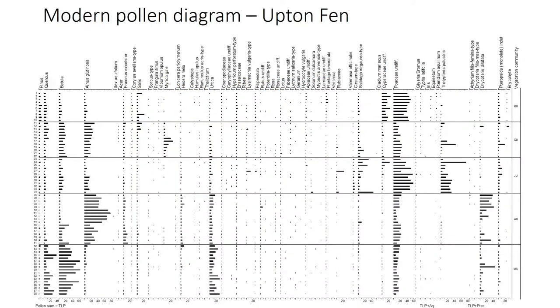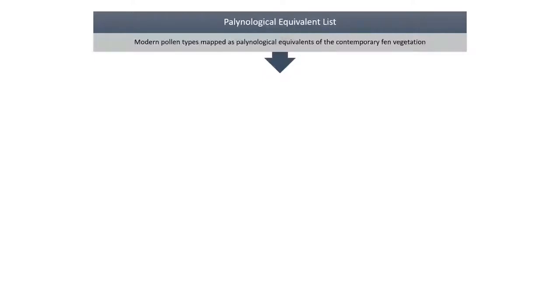Just to give an example of the kind of output you get when you do pollen analysis, this is a pollen diagram showing total land pollen and the proportion of the taxa identified from the pollen grains. One of the issues with pollen analysis is that you cannot identify all pollen grains down to species level. Some of them can only be identified down to family level or genus level. So in order to assign trait values to the pollen taxa, what we first had to do was to create a palynological equivalent list, to map the pollen taxa to the contemporary vegetation that we recorded in the Fenland communities.